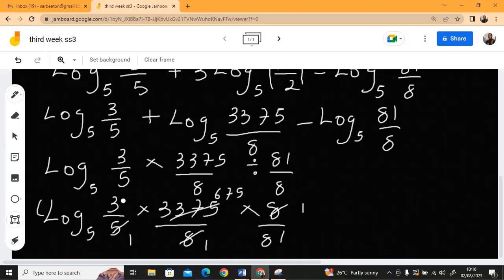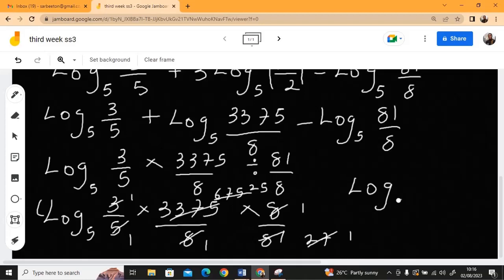Now 3 here is 1. 3 in 81, 3 times 3 in 81 should give us 27. I think if I'm right, that is 27. Now let's check. Can 27 go into this? 675 divided by 27. Let me check. It can go. 27 here is 1, and 27 here is 25. This looks rough, but believe me, when you multiply the top numbers together, multiply the bottom numbers together, then divide, you still get 25.